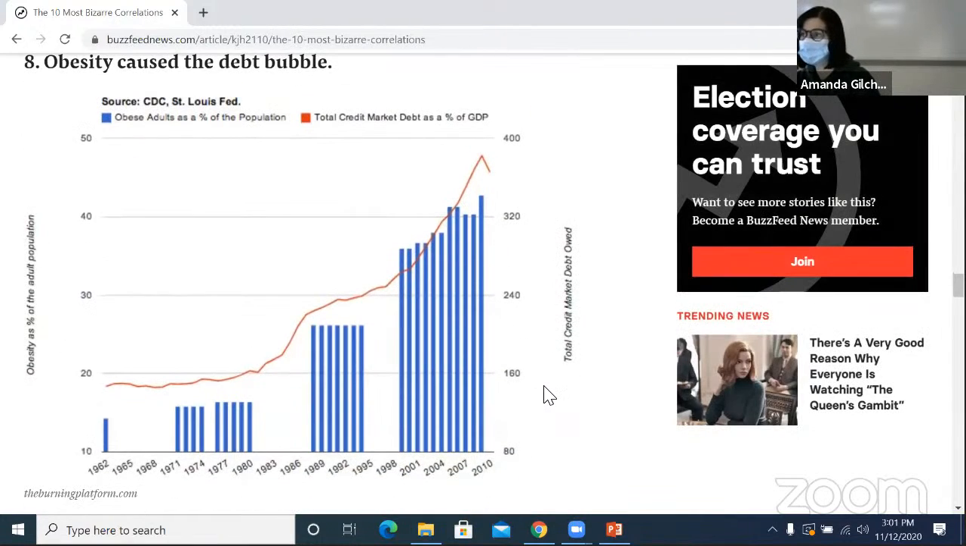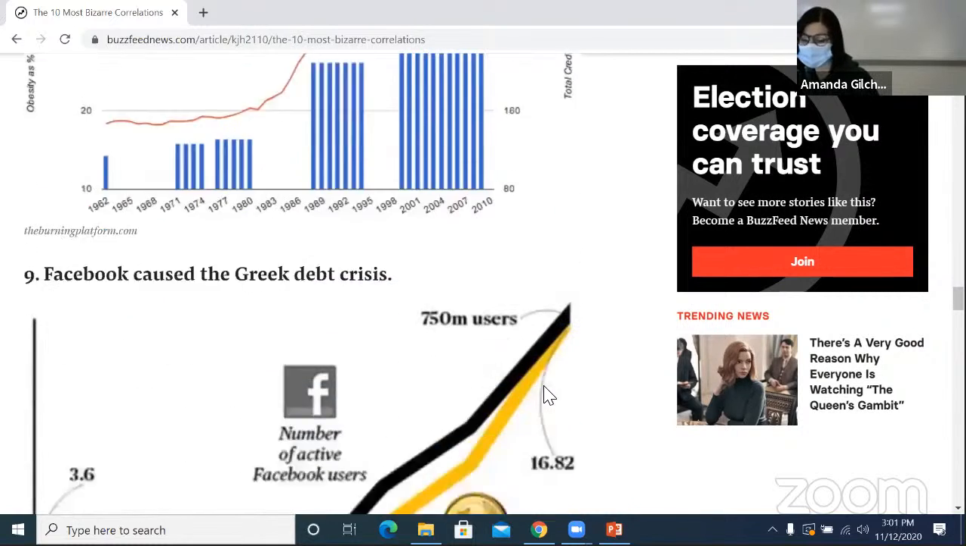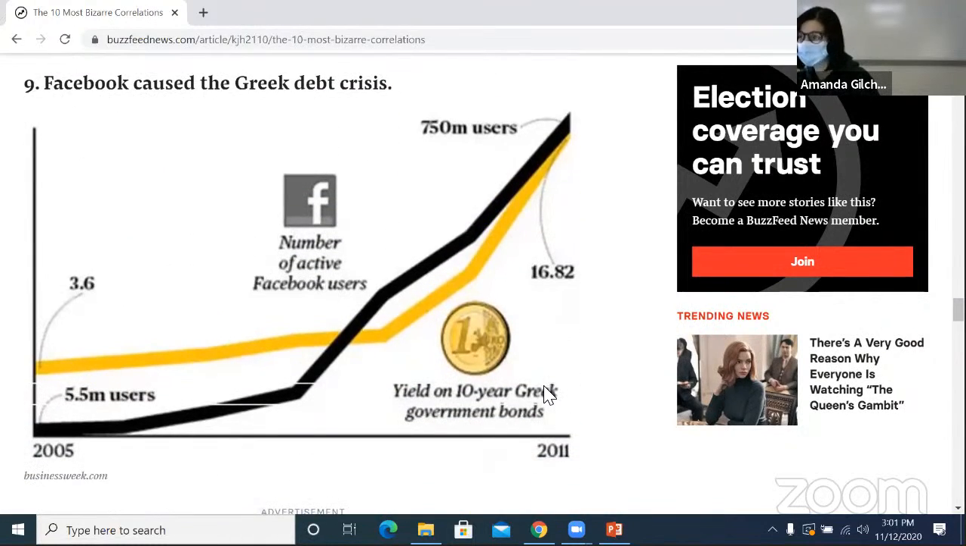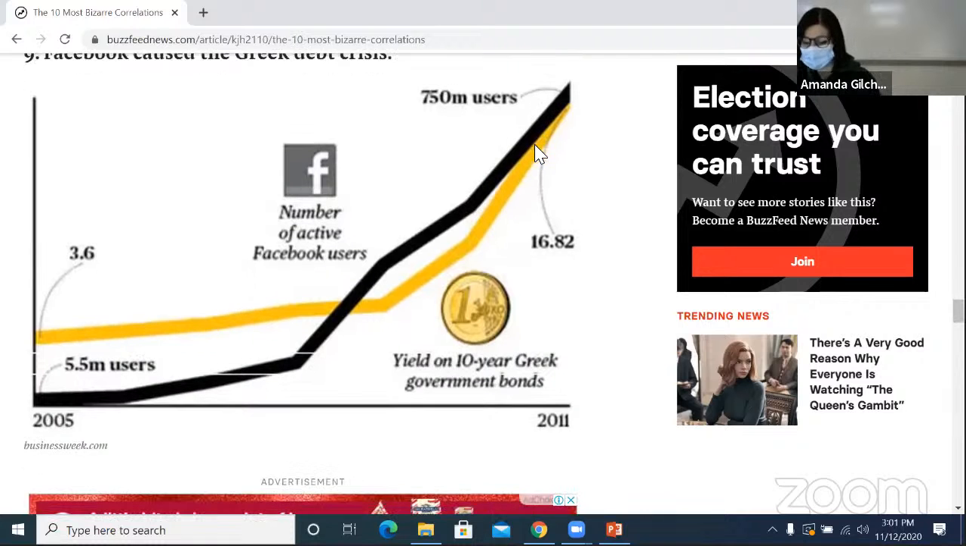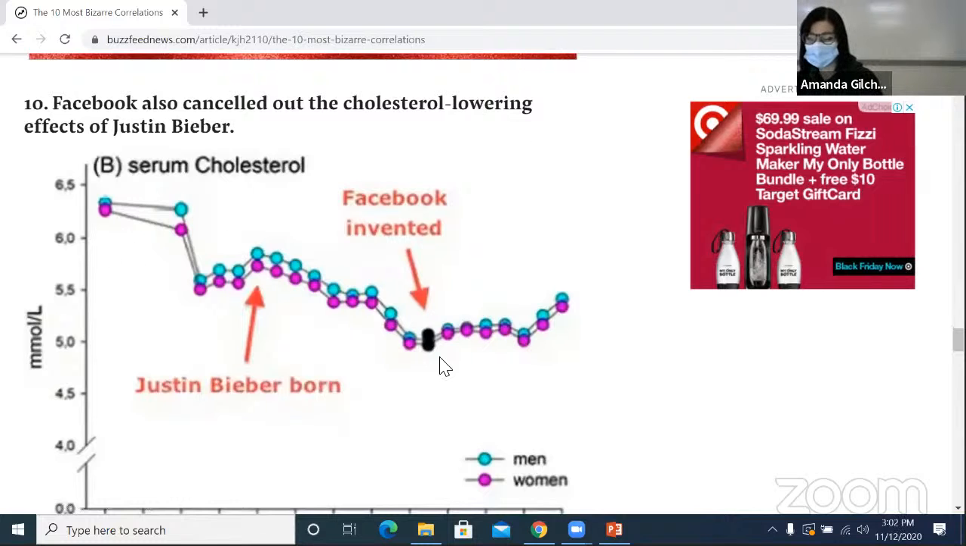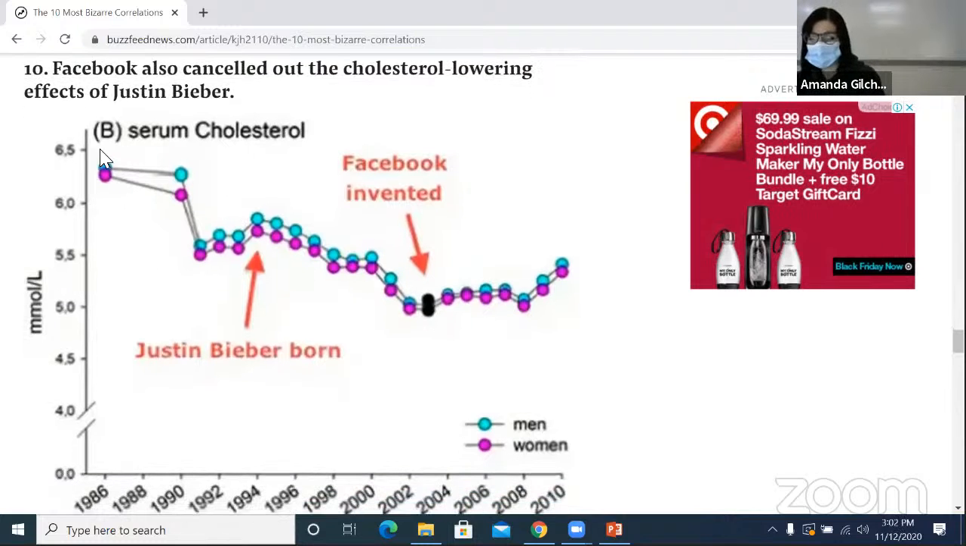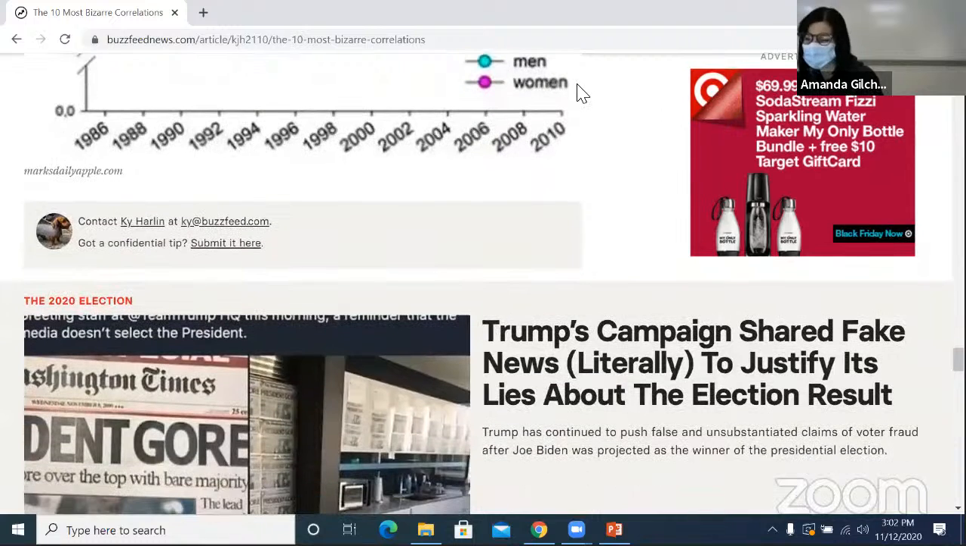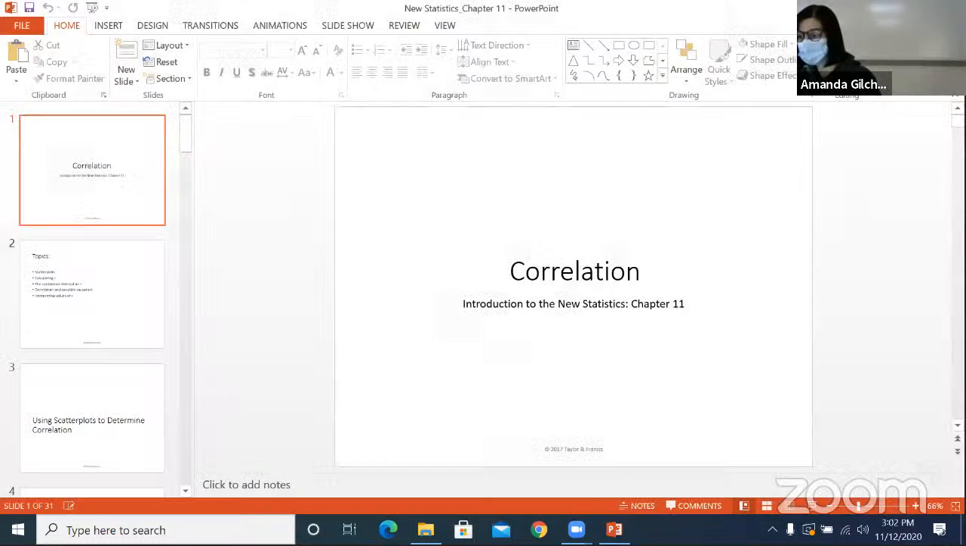Obesity caused the debt bubble. No, just both of them are increasing very, very quickly. Facebook caused the Greek debt crisis. Number of active Facebook users, yield on 10-year Greek government bonds. Facebook also canceled out the cholesterol lowering effects of Justin Bieber. So here we have serum cholesterol. You can kind of see it over time. And so those are some really interesting correlations. Now, another one that's kind of come up.